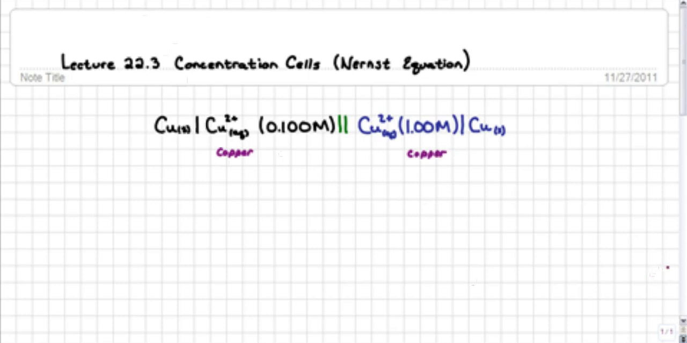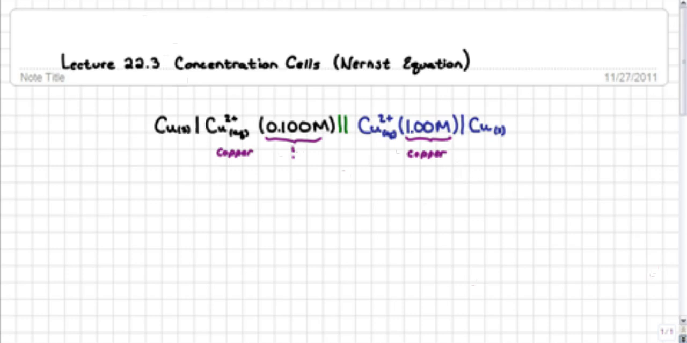In all of the cells we've seen in the past, it's always been two different metals, one on one side, one on the other. But in the case of a concentration cell, it's the same metal, the same half cell on either side with one important difference. In the oxidation half cell, the concentration is quite low. And in the reduction half cell, the concentration is different. Thus the name concentration cell. Concentration cells operate as a result of differences in concentration.